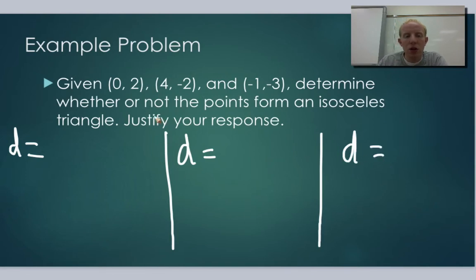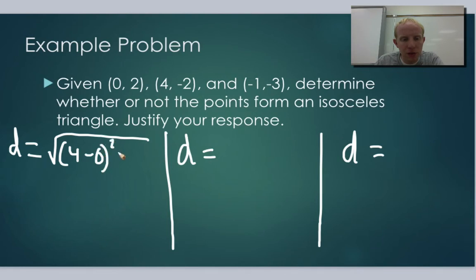Okay, so in the first case, we're going to be doing these 2 points compared to each other. In the next case, we're going to do these 2 points compared to each other. And in the last case, we're going to do these 2 points on the outside compared to each other. Okay, so in the first case, we're going to look at this point compared to that point. So we just plug it into our formula. In this case, x2 is going to be 4. x1 is going to be 0. We square that. y2 is going to be negative 2. And y1 is going to be positive 2. We square that.